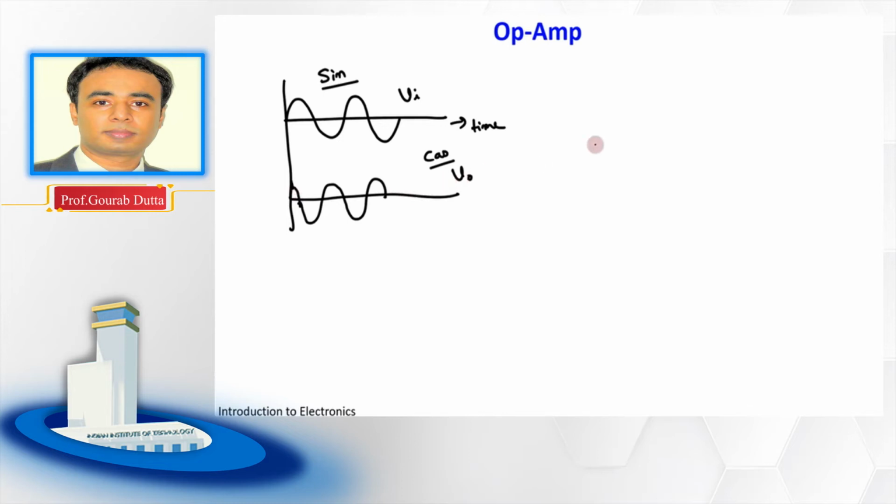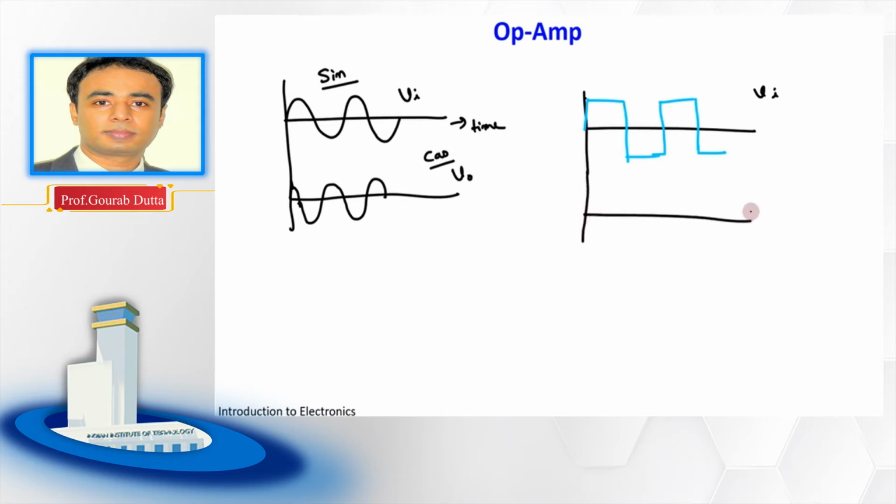Then also tell me, if this input Vi is a square wave, maybe I will take another color so that it would be visible. So suppose we have a square wave like this, and we have applied this square wave at the input. Then tell me what would be the output voltage waveform. Exactly, it will be a triangular wave.